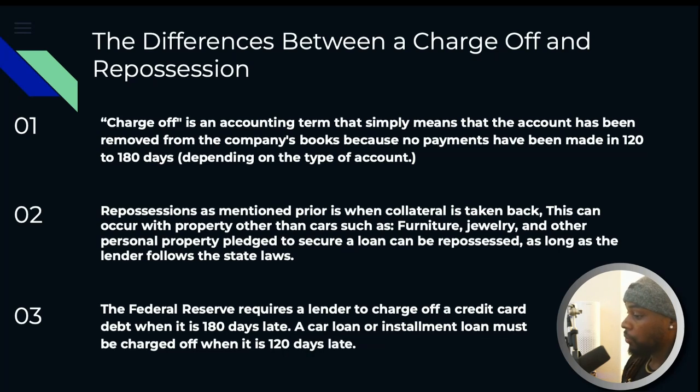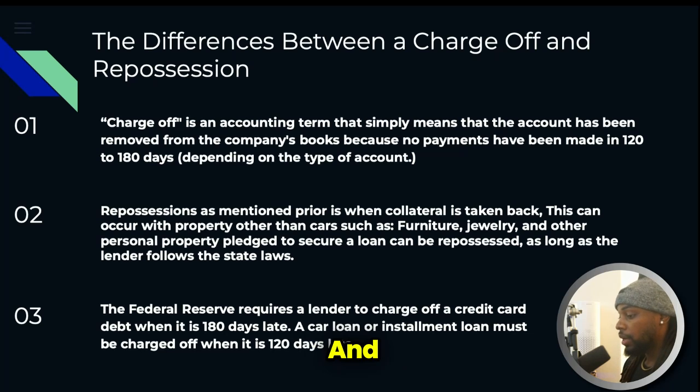All right. Repossession, as mentioned prior, is when collateral is taken back. And this can occur with property other than cars, such as furniture, jewelry, other personal property. Anything where you pledged to secure a loan can be repossessed as long as the lender follows the state laws. And that can vary from state to state.